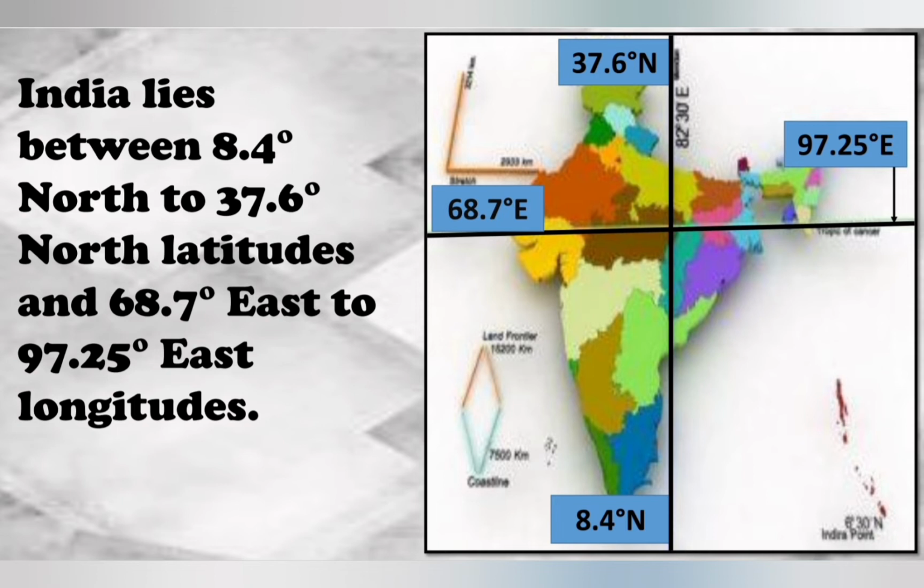India lies between 8.4 degree north to 37.6 degree north latitudes and 68.7 degree east to 97.25 degree east longitudes. Please remember these coordinates as they are very important.